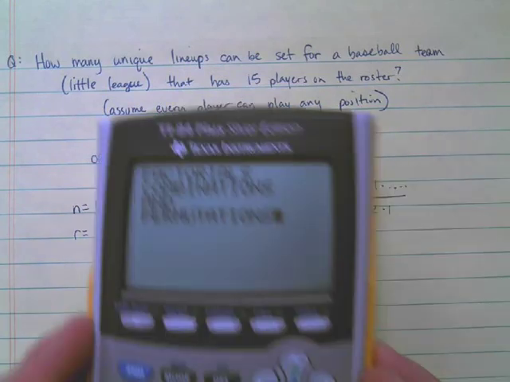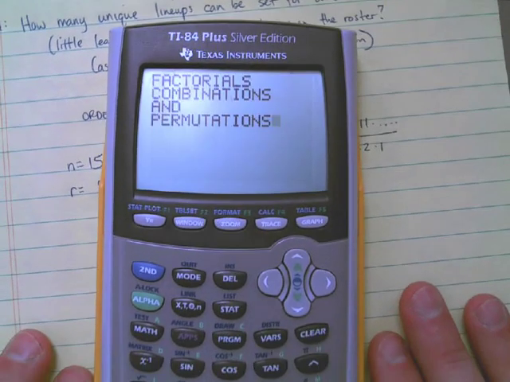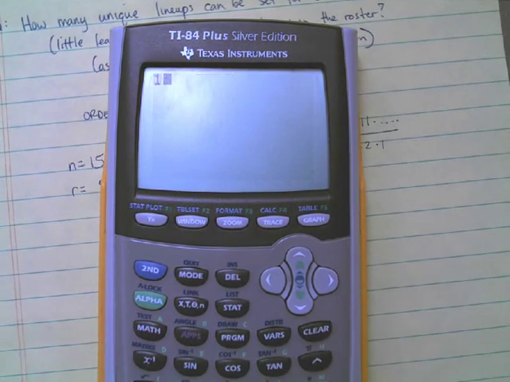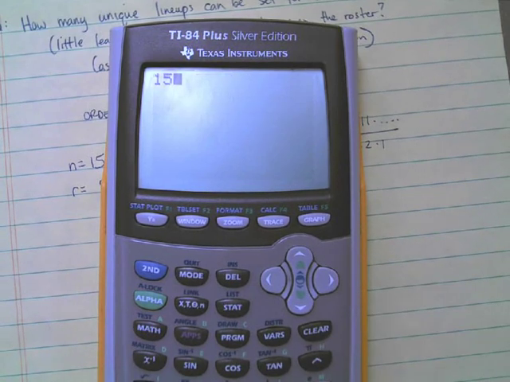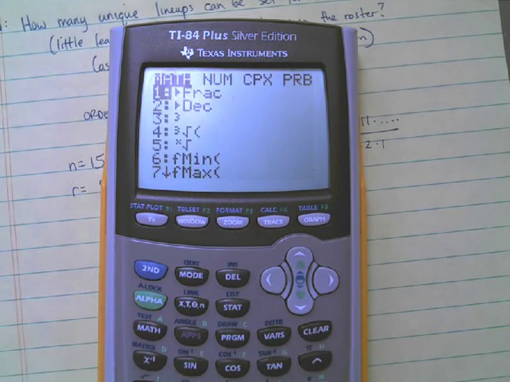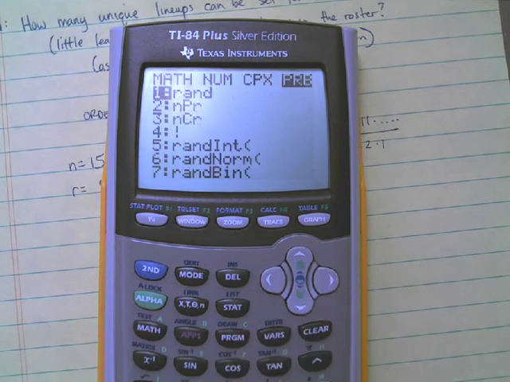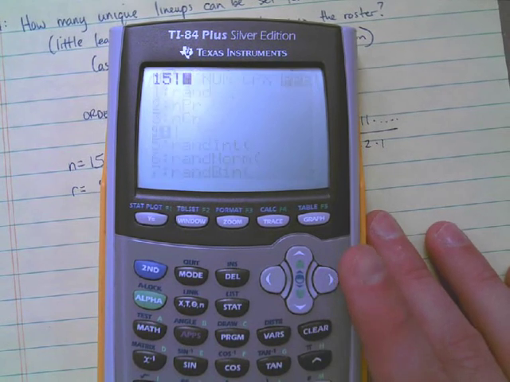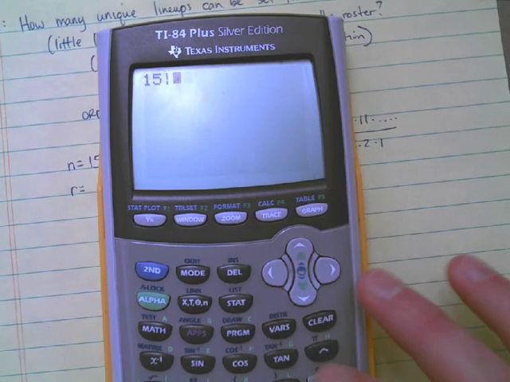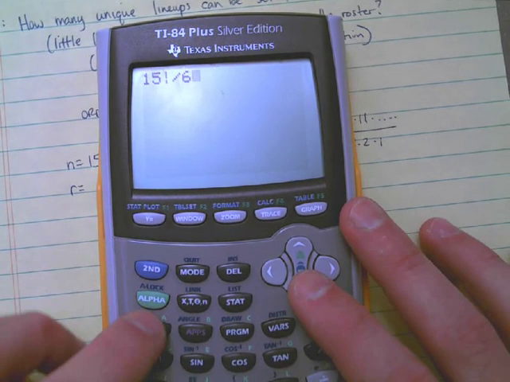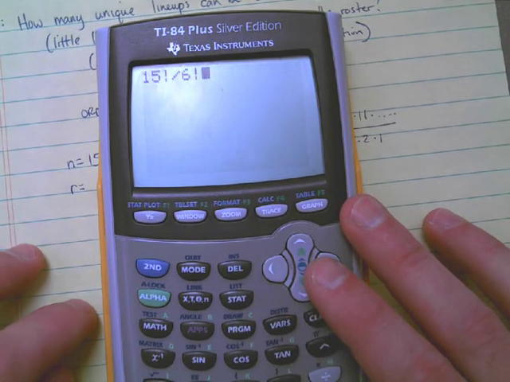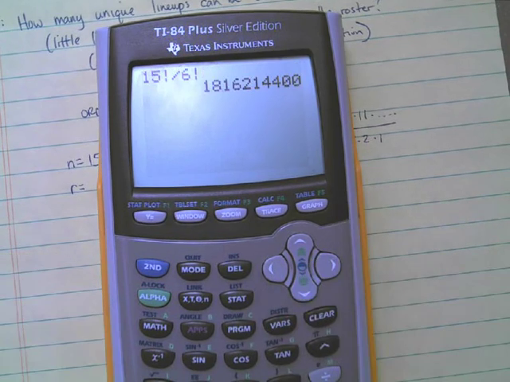So what I'm going to do is concentrate on the math menu right here. I'm going to start off by typing the total number that I have. I have 15 kids. I'm going to go to math, and then I'm going to go over to the probabilities menu, and you'll see that we have our factorial key here. So I hit enter. 15 factorial divided by 6, I go back to math, go to probabilities, and I choose this, 15 factorial over 6 factorial, and that gives me a huge number.